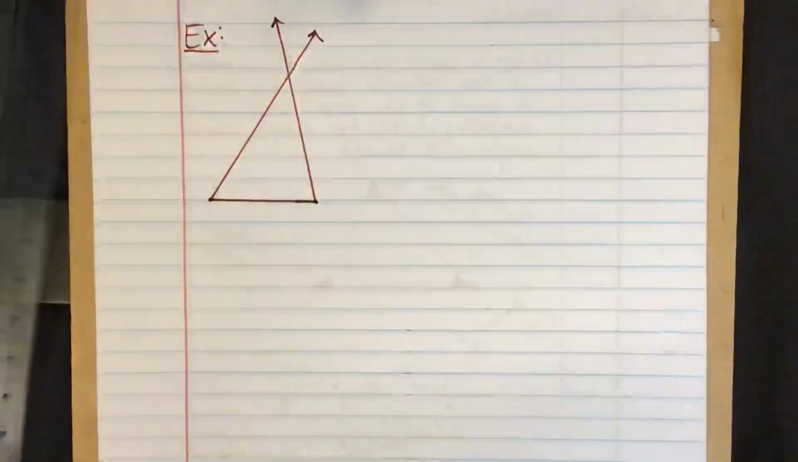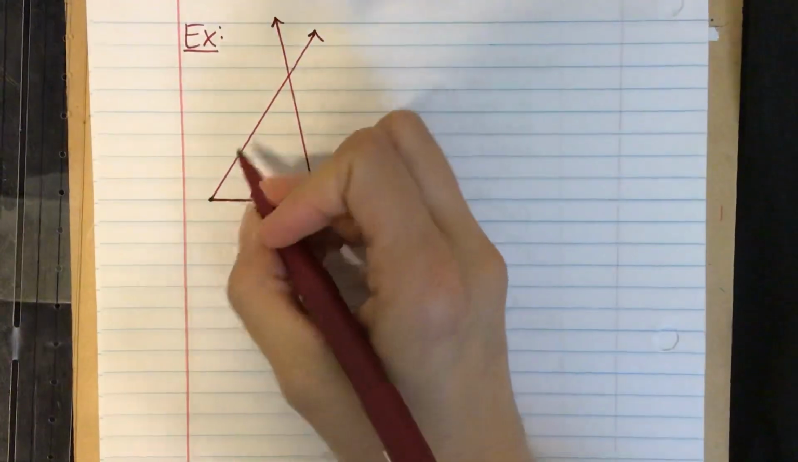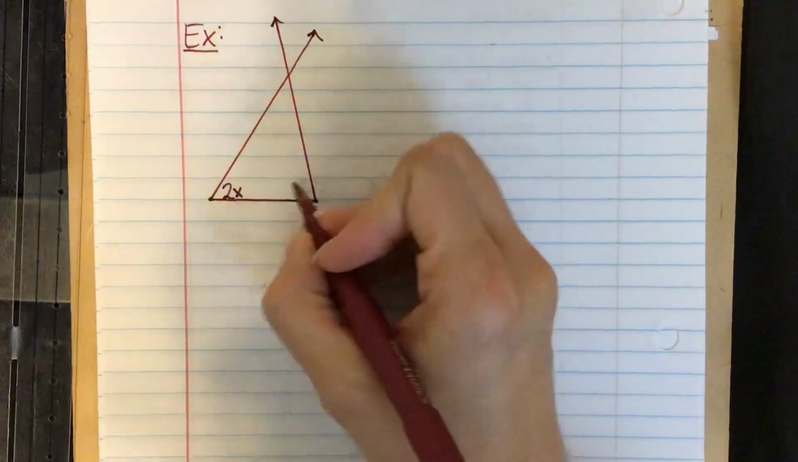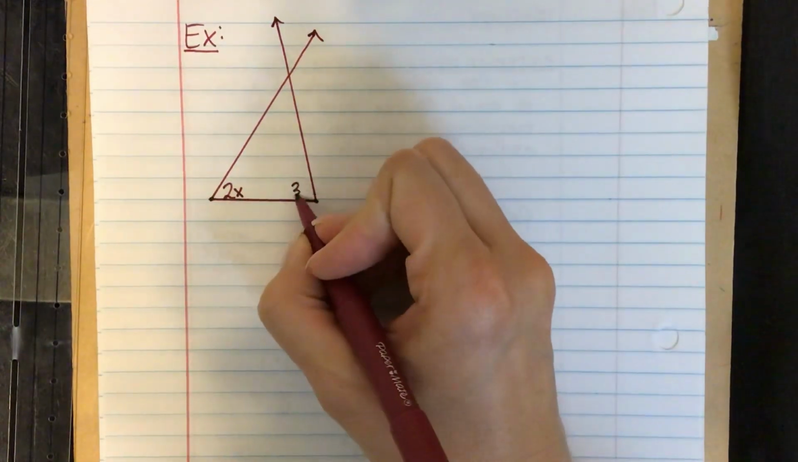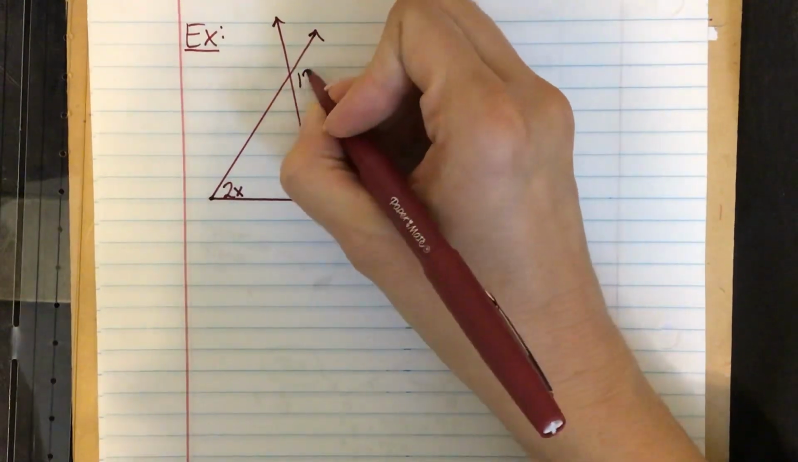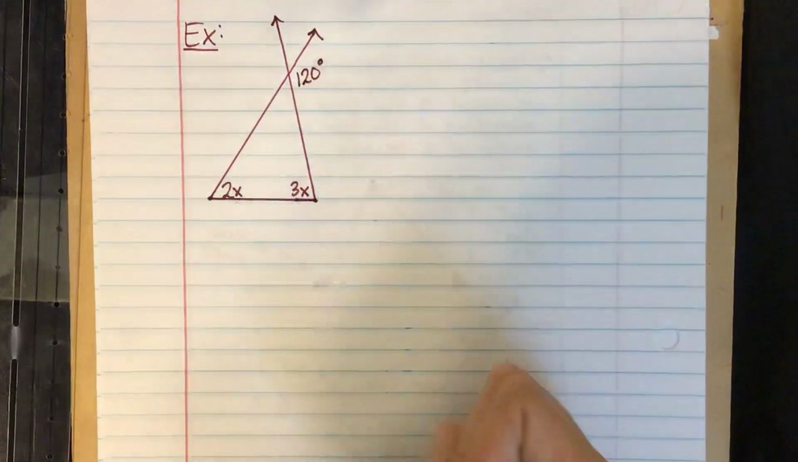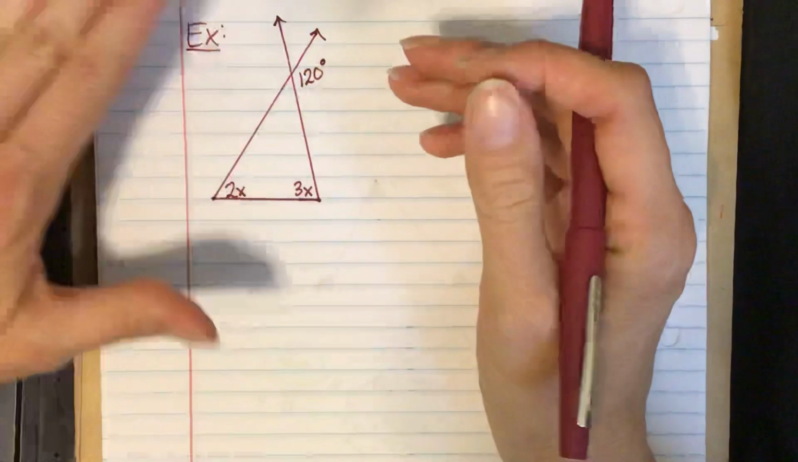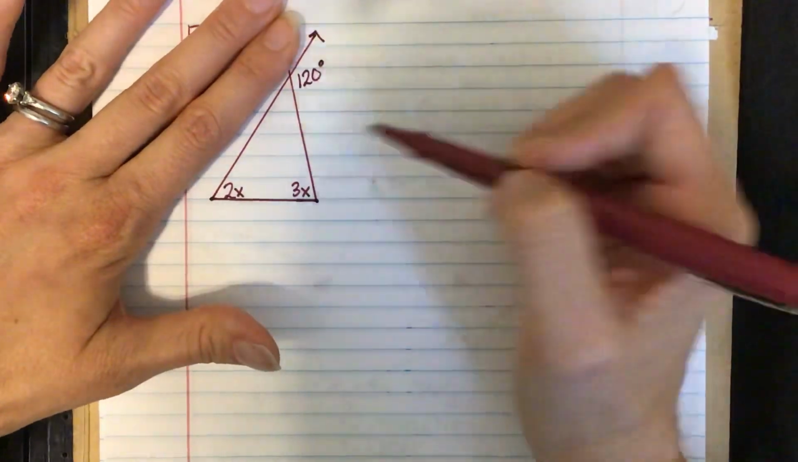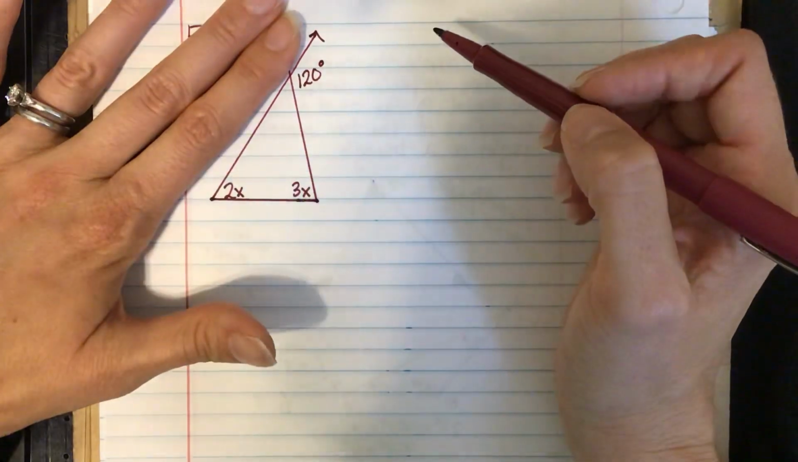Okay, now you're kind of wondering, that doesn't look like the ones that we've seen before, and that is true. We're going to talk about that in just a moment. So we have 2x here for this angle, and 3x, and then the exterior angle right here is 120 degrees. We can call this an exterior angle because if you cover up that line, you can see that that looks exactly like what we have been dealing with.